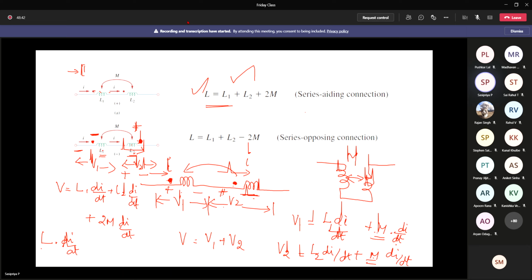Here the total inductance is L1 plus L2 minus 2M. This is for the series connected case, only when you have two inductances connected in series.